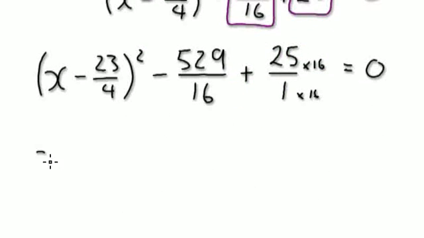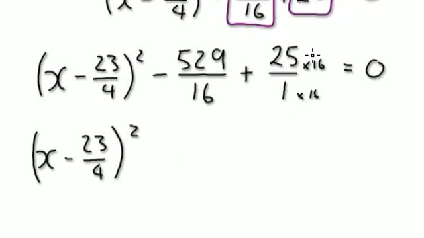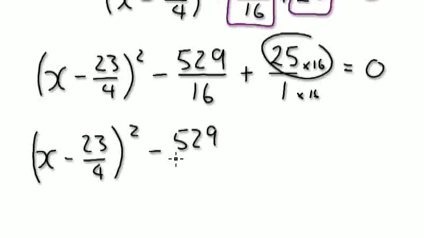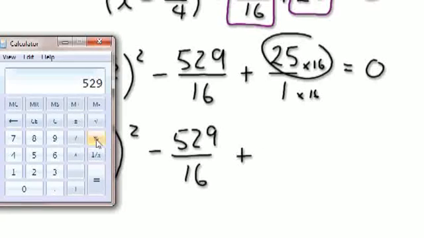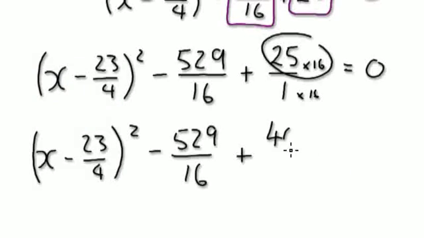So this will become x minus 23 over 4 squared here, and then this bit here will become 25 times 16 over 16. 25 times 16 equals 400, so 400 over 16. Now the two denominators are the same.